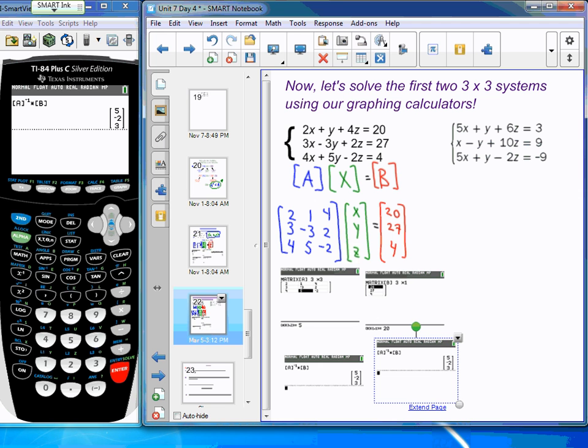Okay, with your partner, go ahead and do that second one then. Remember, this was the one that had a fraction, 3/2. I'll go ahead and pause it while you guys generate that.